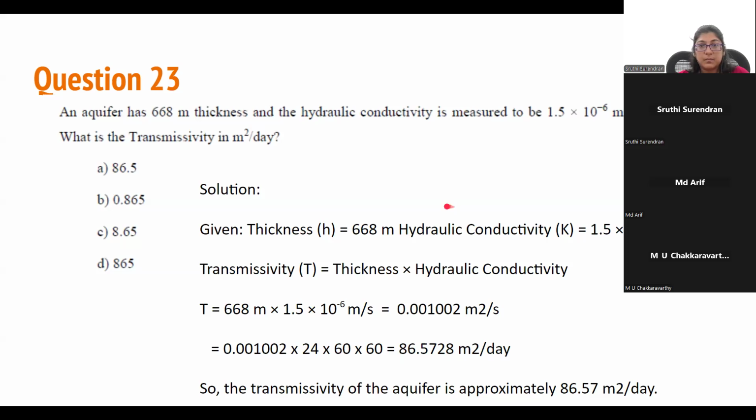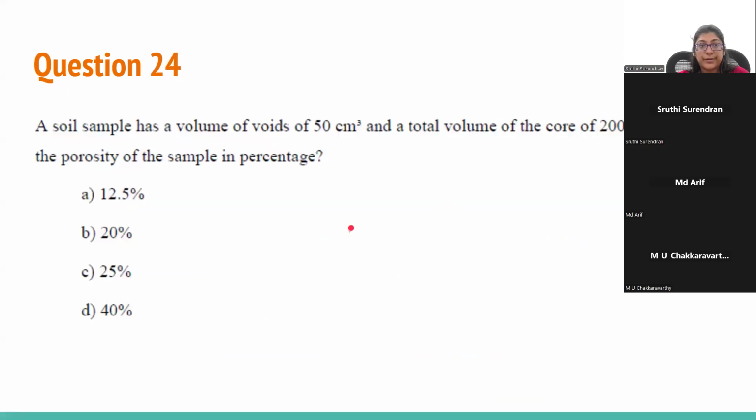Again, a problem on, okay, this is a more challenging problem. A soil sample has a volume of voids. The volume of voids is given and the total volume of the soil is given. Volume of voids is 50. Volume of soil, total volume is 200 centimeter cube. What is the porosity is the question. So if you know the definition of porosity, it is a very simple thing to be done.